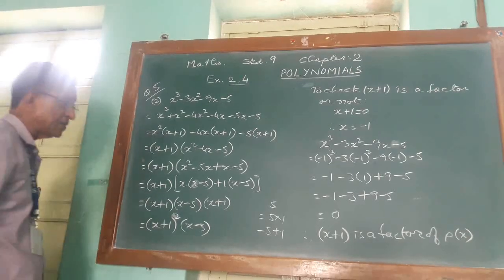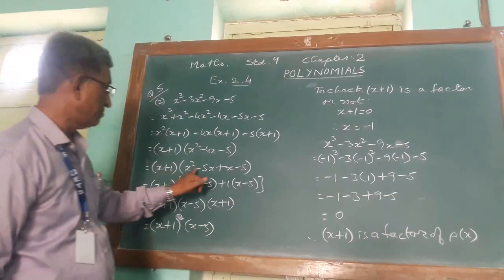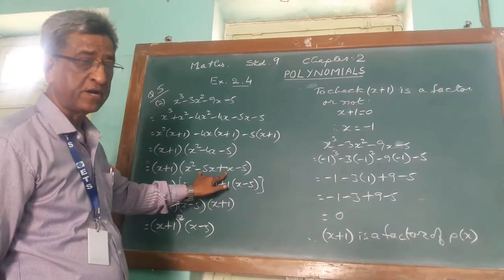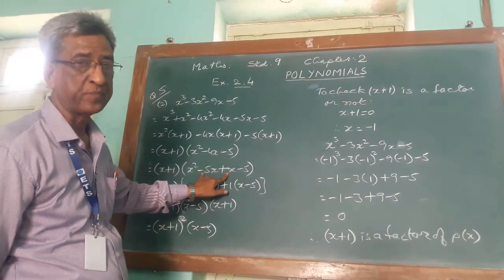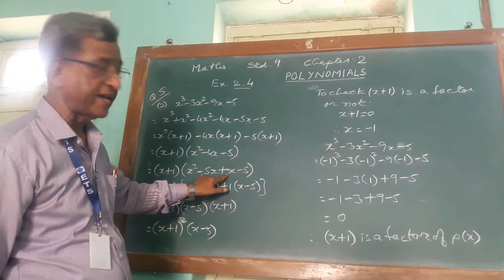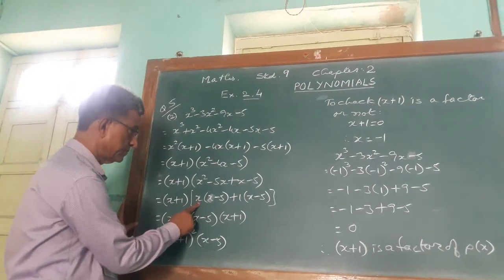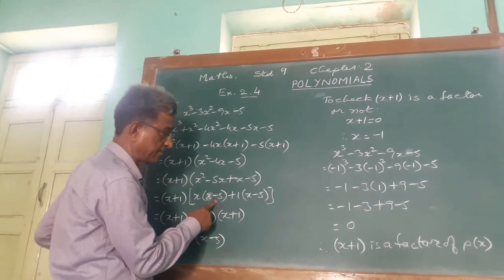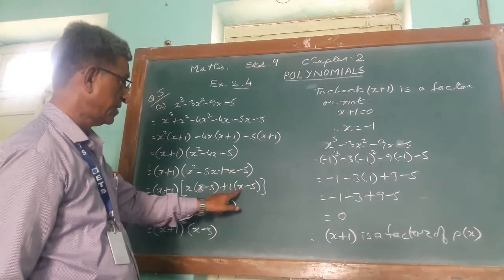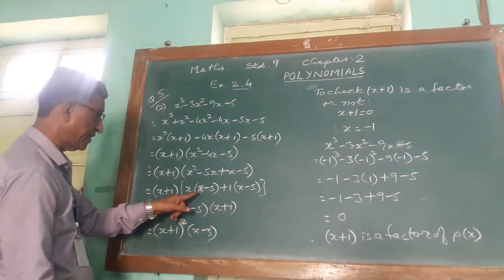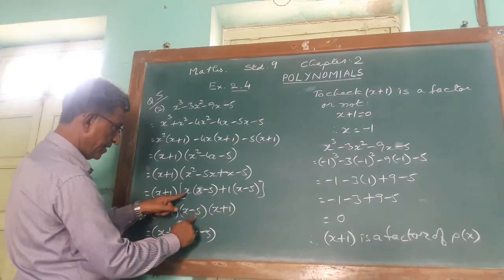So instead of minus 4x, I have written minus 5x plus x. Are you getting minus 4x? Minus 5x plus x. Now common from the first two and last two. Common from first two, x into bracket x minus 5. Common from last two, 1 into x minus 5. So x minus 5, this x plus 1 as it is. X minus 5, x plus 1.